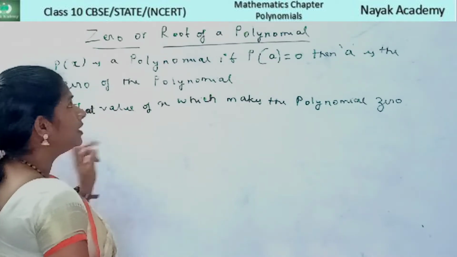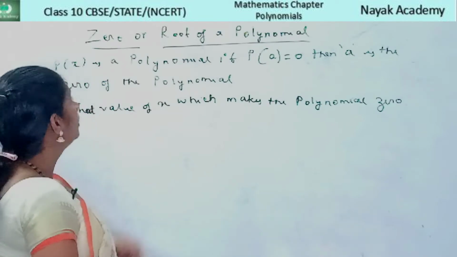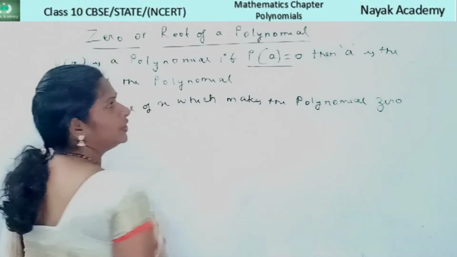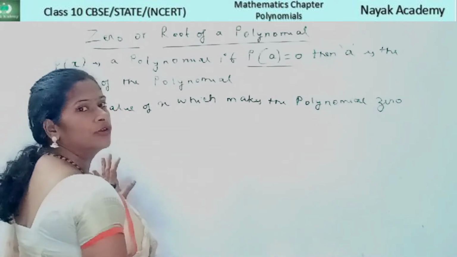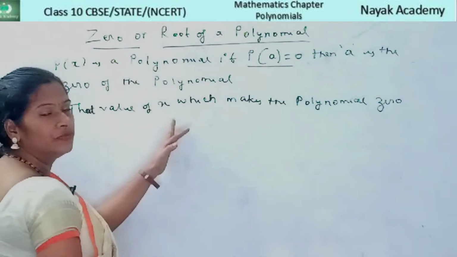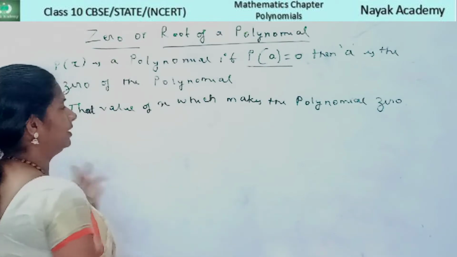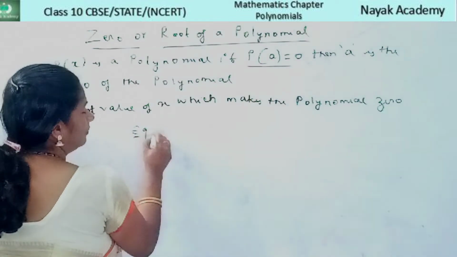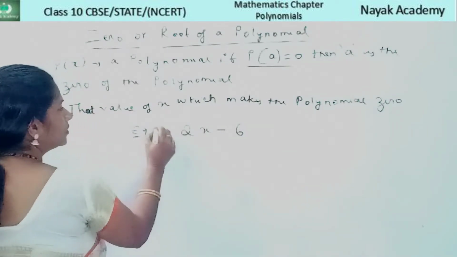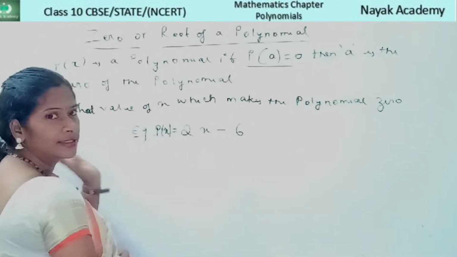Now let us learn the zero or root of a polynomial. What do you mean by zeros of a polynomial? P of x is a polynomial, if P of a equals 0, then a is a zero of the polynomial. Or you can say the value of x which makes the polynomial 0 is called a zero of the polynomial. Let me give one example. Let me take the polynomial 2x minus 6, and name it P of x equals 2x minus 6.